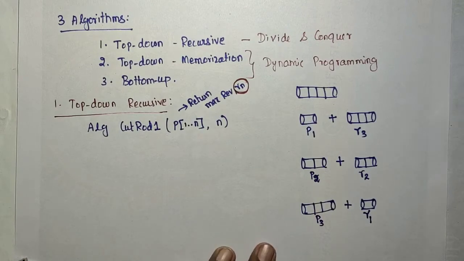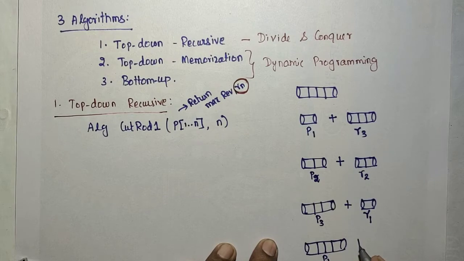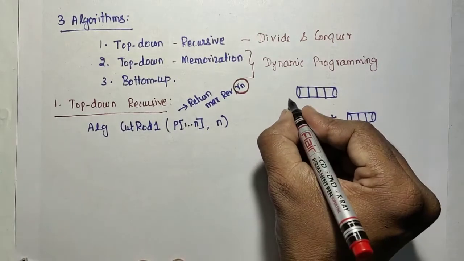Then we are going to continue with the cut made on the last inch, the 4th inch. The first piece is going to be sold as it is, that is P4, the price of the 4 inch rod, plus the 0 inch rod price, that is R0. Okay, so these are all the possibilities.